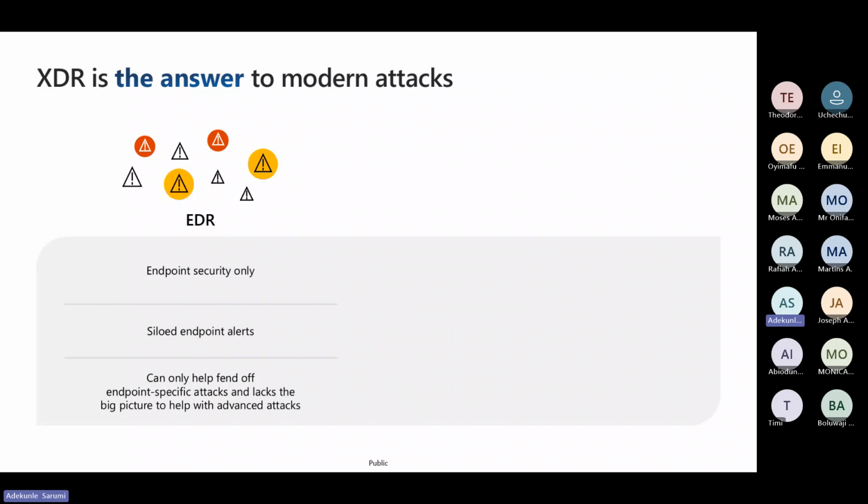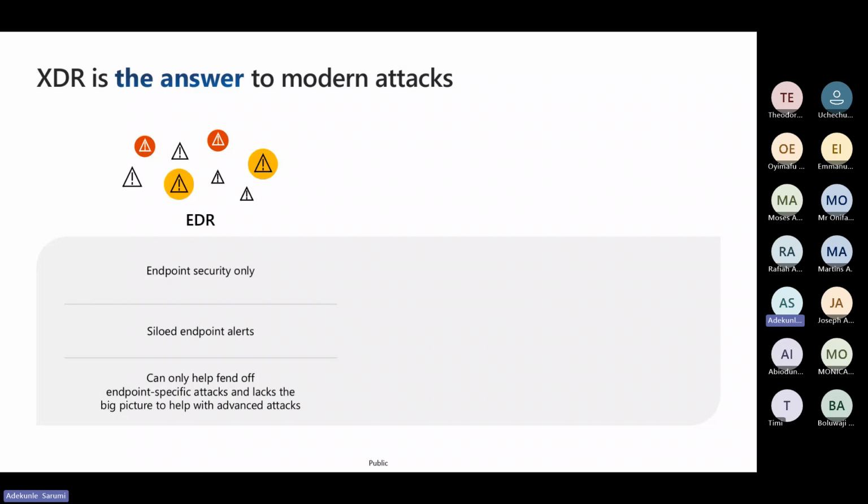But this would have been a traditional method, native EDR, just endpoint detection and response that you use, which just protects your device. Also, the alerts are siloed. So if you're getting an alert for probably a vulnerability or a threat on a particular device, it's siloed to that particular device. You may have to manually or remotely get into another device before you can get another set of alerts. Also, now imagine a case where you're scaling up to 1,000 devices in your enterprise and you have to track alerts on all these devices. Also, EDR only helps to fend off endpoint specific attacks and lacks the big picture to help with advanced attacks.